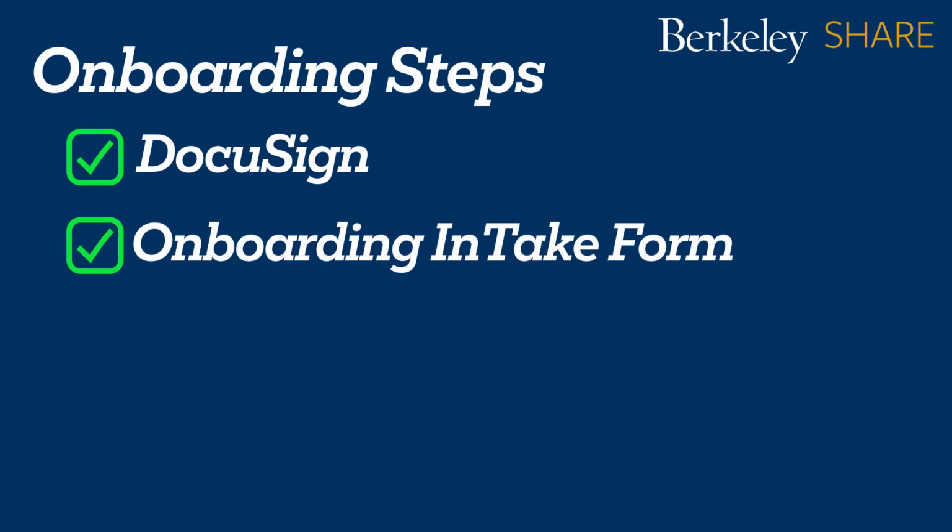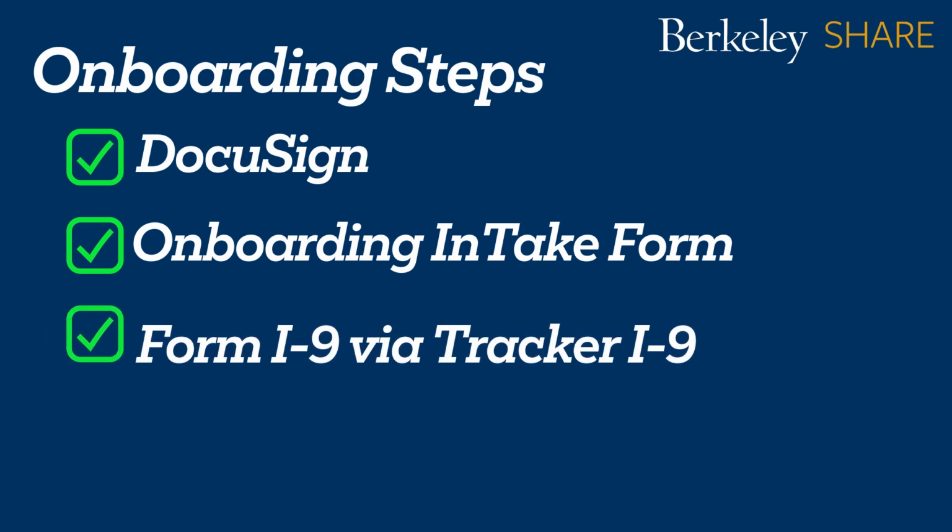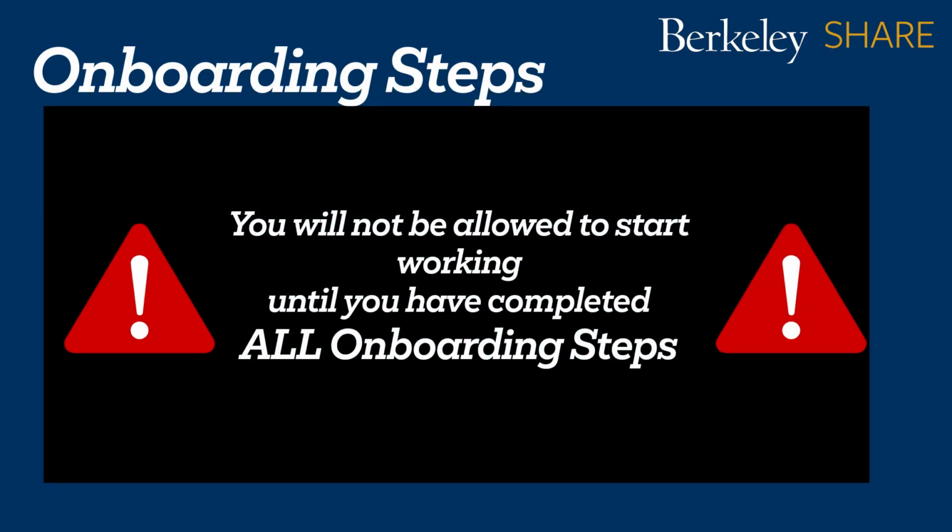Your authorized representative will assist you in completing your Form I-9. They do not have to be employed or affiliated with UC Berkeley. They can be anyone of your choosing. The only requirement is that they need to be 18 years or older and you must be able to meet with them in person. Once your DocuSign and intake form have been reviewed by our onboarding team, we will send you your Form I-9 via Tracker I-9. You will not be allowed to start working until you've completed all onboarding steps.